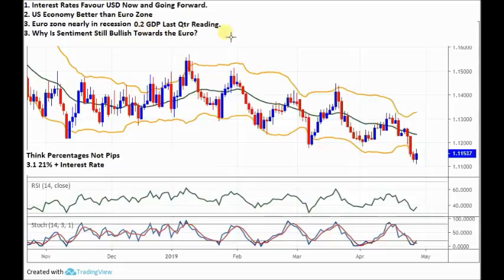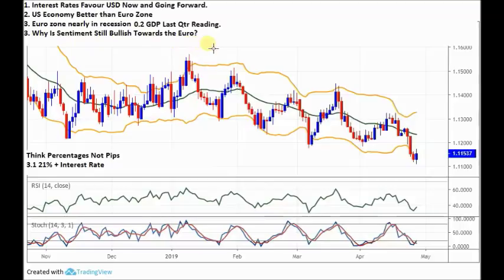Now, we've got the next reading coming up early next week. Economists are forecasting 0.2% growth, the same as before. It could be even worse. Even if it's a little better, it's not going to make too much difference in the big picture. Just look at US GDP that came out today, 3.6. Just so far ahead of Eurozone.